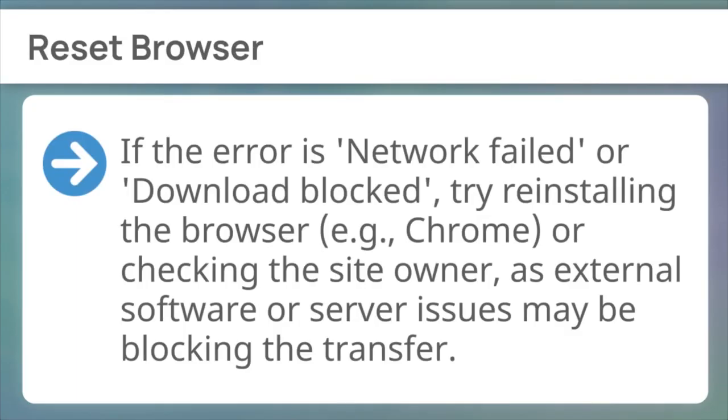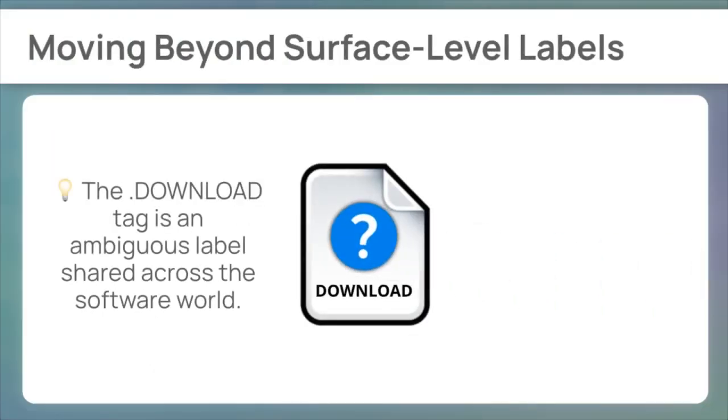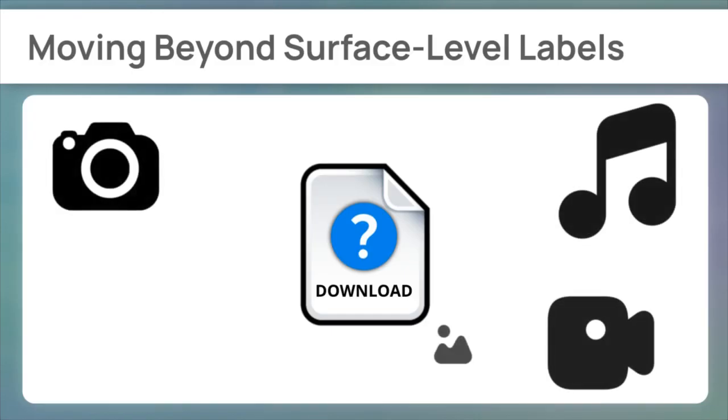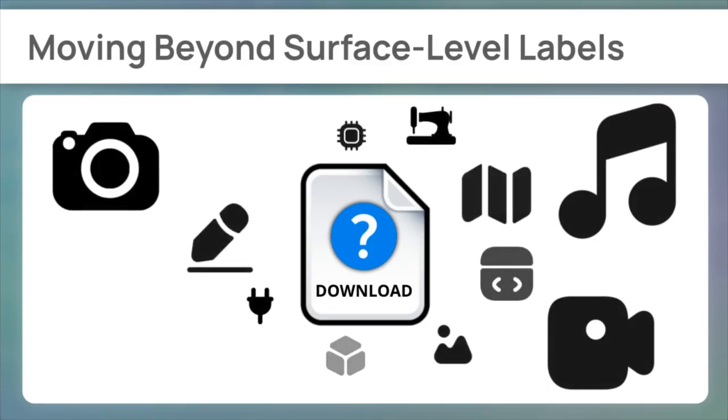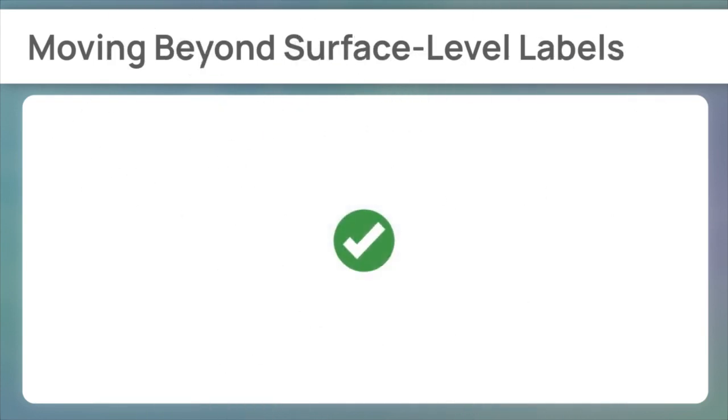If the error is network failed or download blocked, try reinstalling the browser, e.g., Chrome, or checking the site owner, as external software or server issues may be blocking the transfer. If compatibility checks failed, it is likely because the file extension name is shared by different developers for unrelated formats, causing your PC to use the wrong reading language. To help resolve this, you might consider a tool with autonomous file reading capability that is designed to look past the extension name and inspect the internal data structure directly.